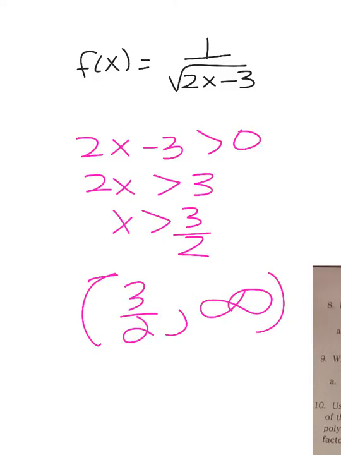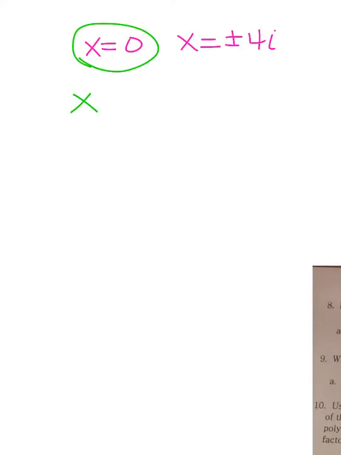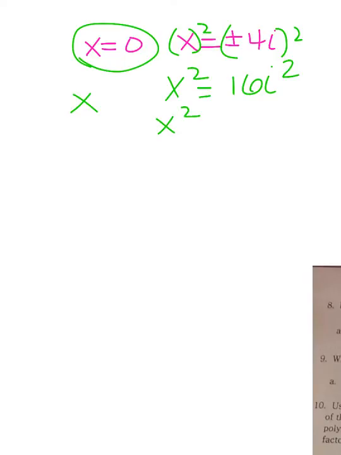Okay, so let's take a look at number 9. All right, so number 9 is to write the polynomial function whose zeros are x is equal to 0 and x is equal to plus or minus 4i. The x equals 0 here, there's nothing to do because that's my factor. Over here on the right, I have to square both sides. So I get x squared is equal to 16i squared. And remember, i squared is negative 1, so that's negative 16.